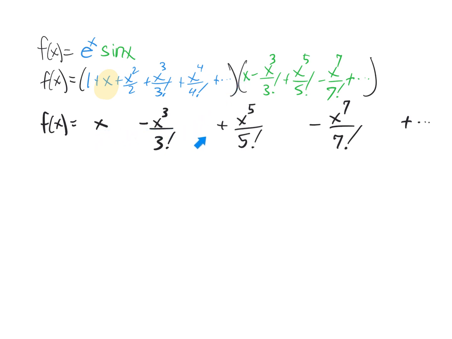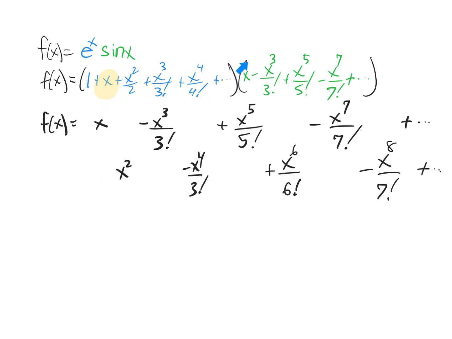That's why I put all these spaces here, because x times all these odd degree terms will be all even degree terms, which are in between the odd degree terms, and so I'll be putting them in these spaces. x times x is x squared. x times x cubed is x to the 4th over 3 factorial. The 4th degree term is in between the 3rd and the 5th degree terms. x times x to the 5th is x to the 6th, and x times x to the 7th is x to the 8th over 7 factorial.